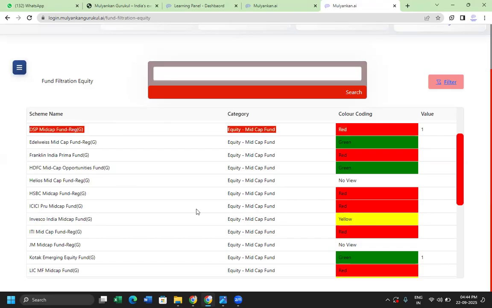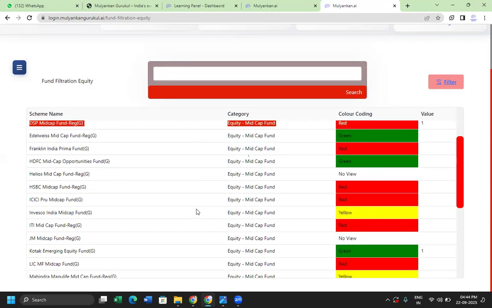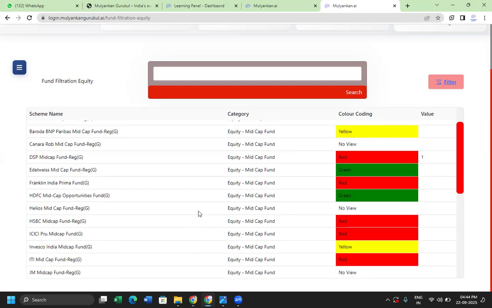So suppose mid and small cap in 2023 is showing you, let's say, green. Now it is clear that you will go for a lump sum mode. Now within that lump sum, if you want to do a fund which the market is not doing, then you can go for a DSP mid cap. But if you want to be safe, then go for a green fund.